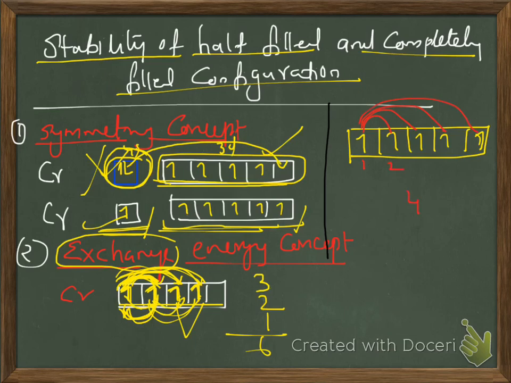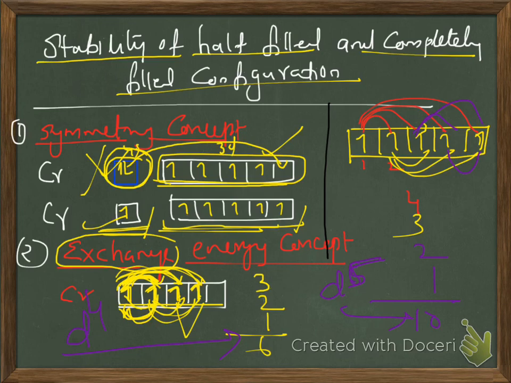For the second electron it is 1 exchange, 2 exchanges, 3 exchanges. For the third electron, as far as he is concerned, 1 exchange, 2 exchanges. The fourth electron has only 1 exchange. Totally we have 10 exchanges. So in the d4 configuration we have 6 exchanges. In the d5 configuration we have 10 exchanges.